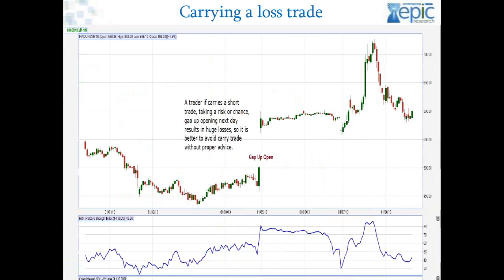Now carrying a loss trade. As you can see, the markets run on news and they are very sensitive to the news on the stocks. So if you are making a loss on a particular trade, it is always advisable that you should put a clear stop loss or exit the leverage position in intraday. All the STBT, BTST trades should be non-leverage trades for the trader.